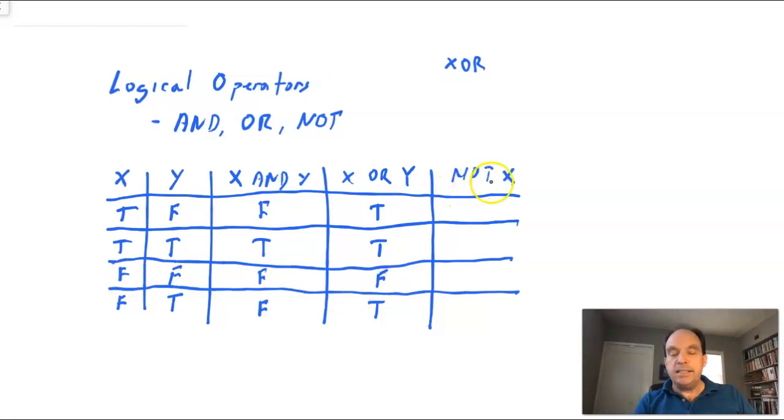And the operator not simply flips the Boolean value. So if x was true, not x is false. And if x is false, not x is true.